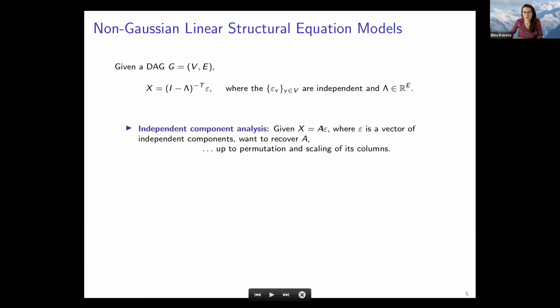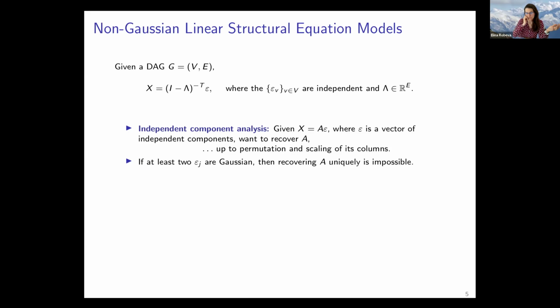Because if you permute the columns of A, that's the same as permuting the corresponding noise terms in epsilon. And if you scale a column in A, you can rescale the corresponding epsilon term. Like if you scale the I column, you can scale epsilon I by 1 over that number. And so you won't be able to tell the scale, but after permutation and scaling of the columns, you can hope to recover A.